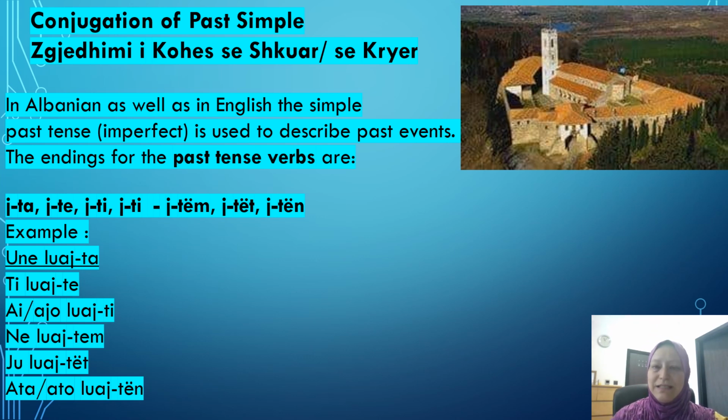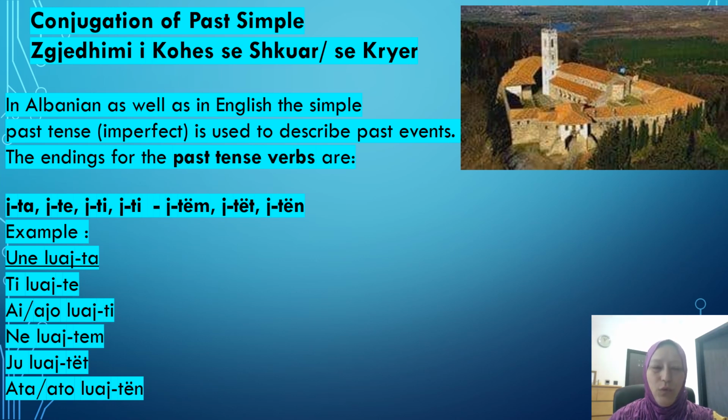So, as I mentioned, past simple in Albanian is exactly the same as in English. The same notion, referring to something finished in the past. And the endings of the past tense verbs are ita, ite, iti, and then you have itam, itat, itan. They look strange when you hear them, but once you hear the whole word, then it will make sense.